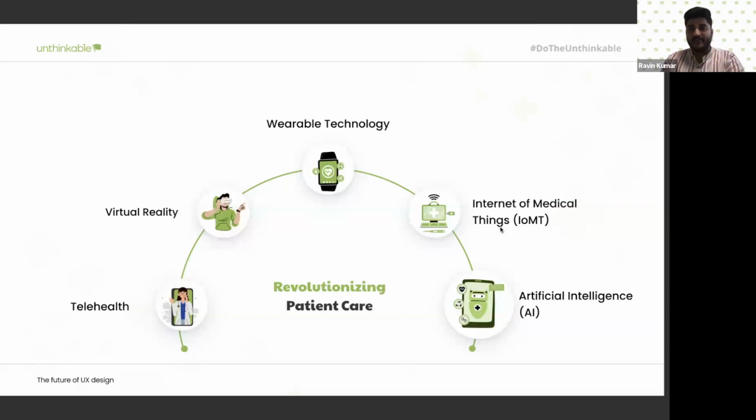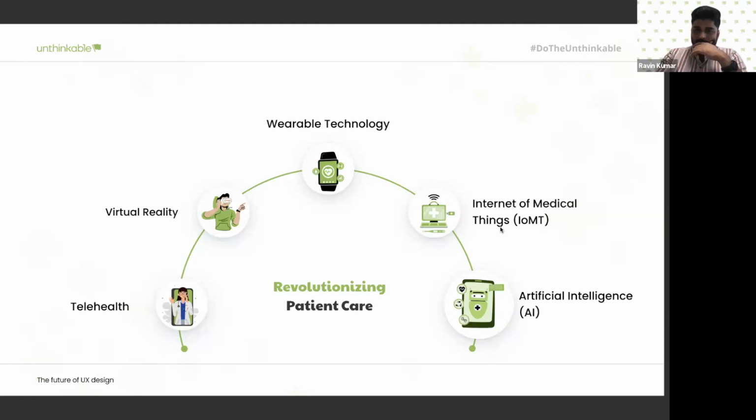Moving ahead with artificial intelligence: not just in healthcare, but everywhere we have a huge impact of AI. We can see that ChatGPT is going on in the market. Automating routine tasks or analyzing large amounts of data and giving the right sort of insights to the user can help here. And an AI-powered chatbot is a classic example that can provide patients with personalized health advice or remind them of certain things here and there.